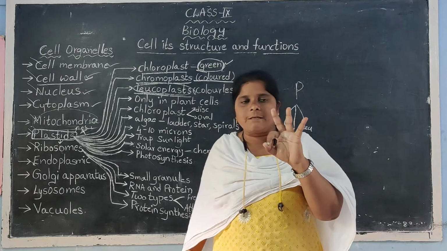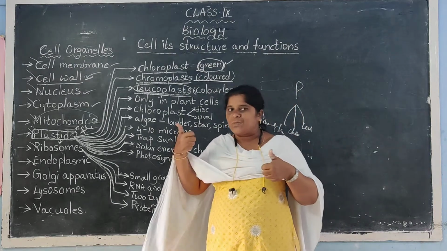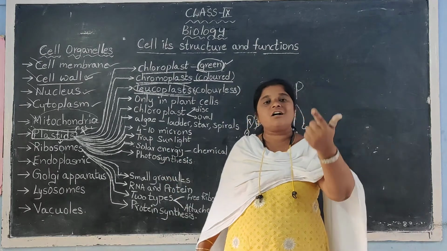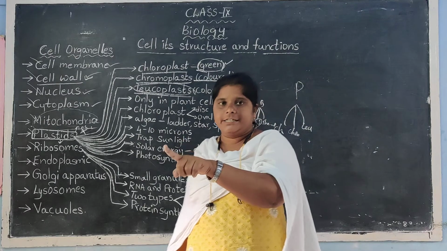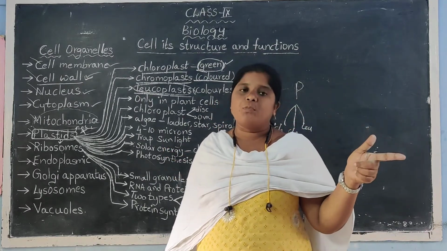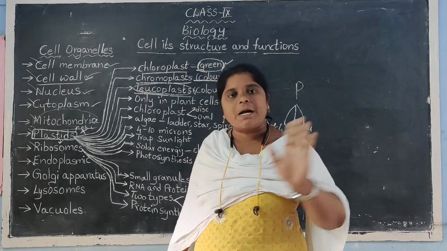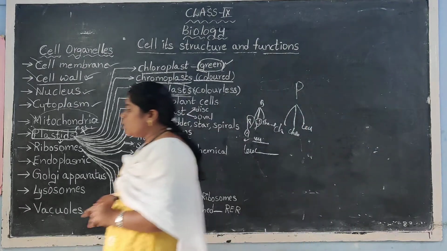Three types. The first one is chloroplast, the second is chromoplast, and the third is leucoplast. Chloroplast is green in color. Almost all the other colors are from chromoplast. The white or colorless parts are from leucoplast. And for your syllabus, there is only chloroplast now.